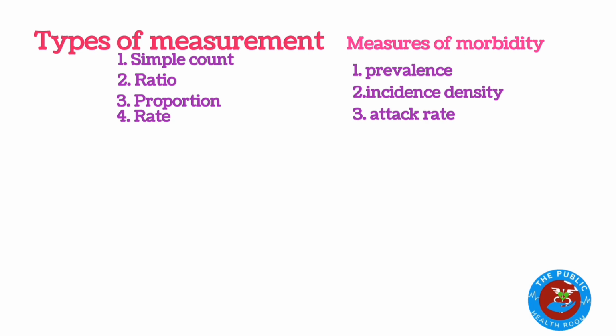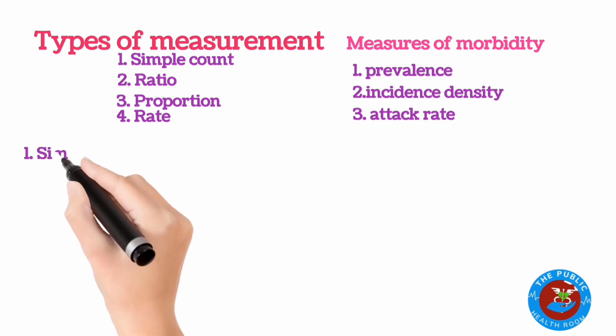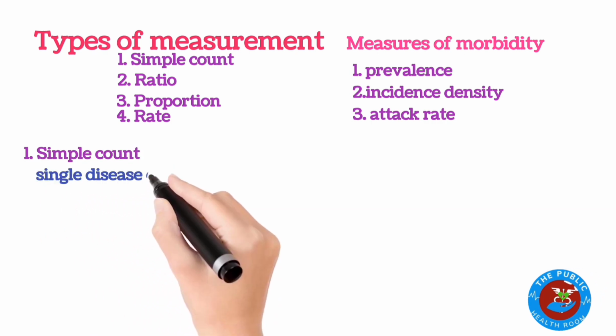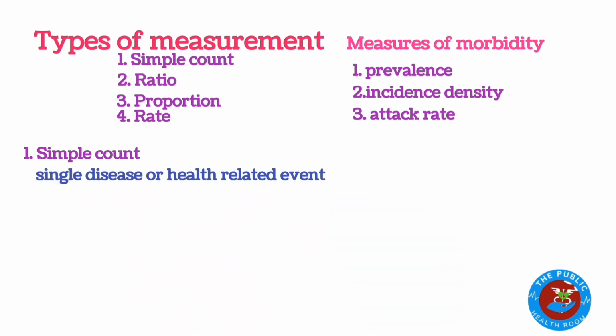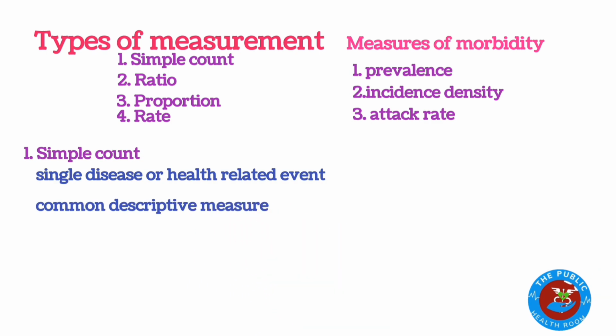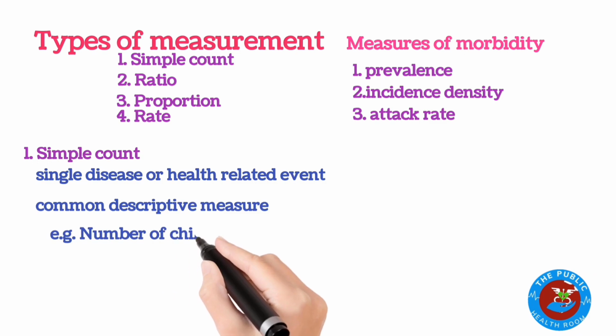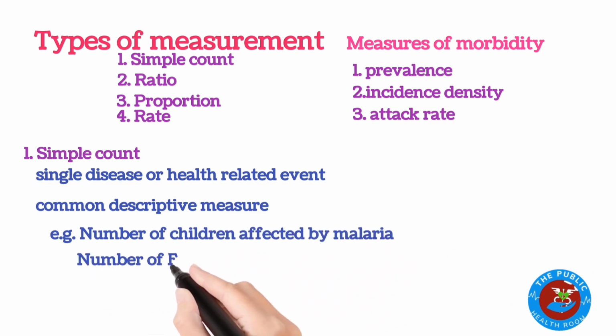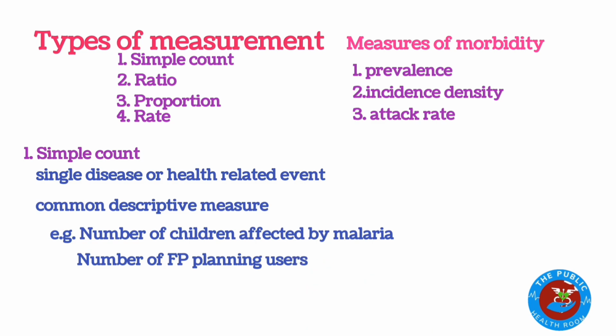Simple count: the number of occurrences of a single disease or health-related event. It is simple counting of cases of a disease. It is a common descriptive measure of disease frequency and the first step in calculating rates. Examples: number of children affected by malaria, family planning users, how many people are affected by HIV in country X, number of people who have knowledge on HIV and sexually transmitted disease, number of children affected by malnutrition.